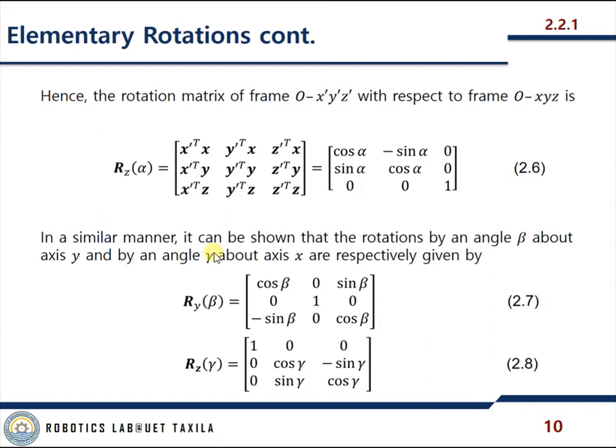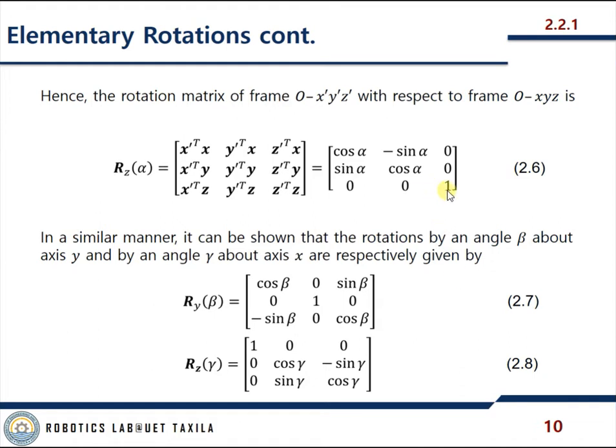In a similar manner, so this is going to be the rotation matrix. In a similar manner, it can be shown that the rotations by an angle beta about axis y and by an angle gamma about axis x are respectively given by this rotation matrix. You can check it out.